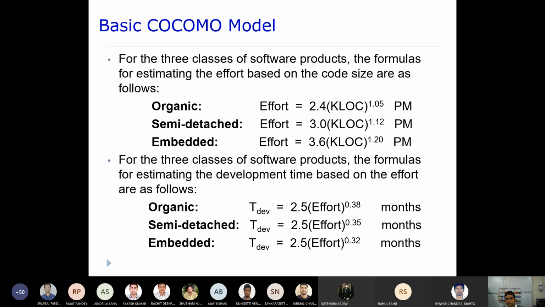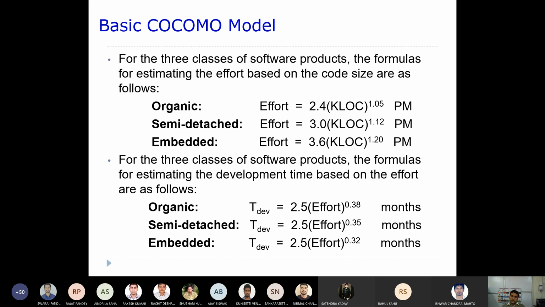Now, as I told you, there are these three different categories of projects, for which the effort can be calculated like this. Here, if it is an organic project, 2.4 is the constant A1, and the exponent is 1.05 on KLOC. This is the expression given to calculate effort, given the KLOC. Similarly for semi-detached, the effort can be like this. For embedded, the effort is 3.6 into KLOC to the power of 1.2.